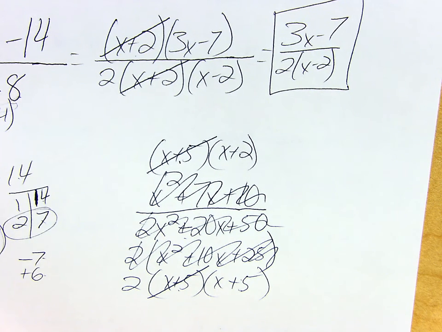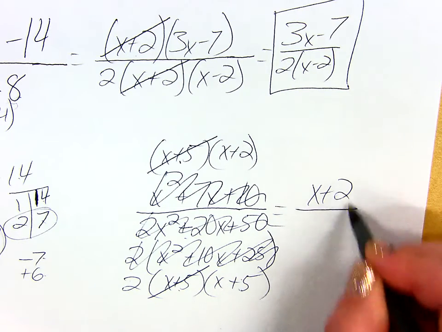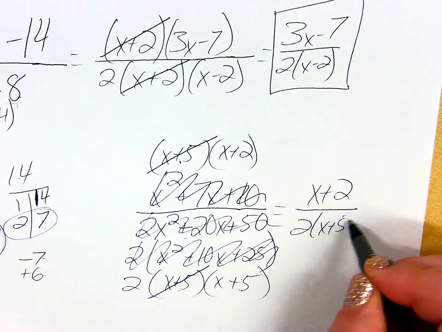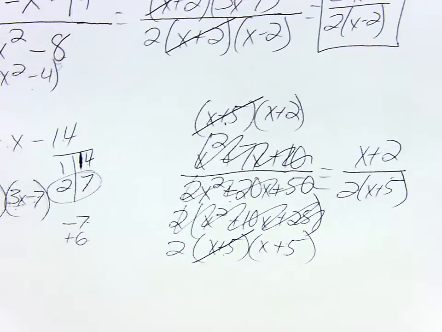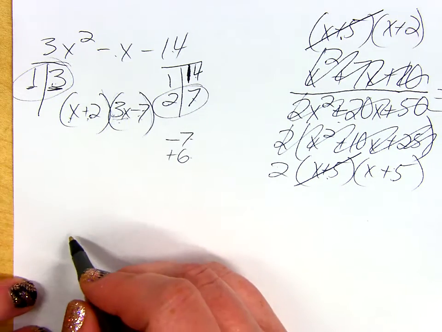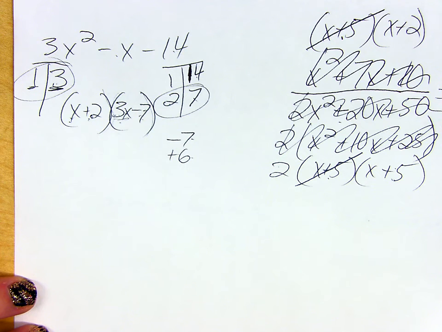I don't think that there's anything else I can do, is there? Because I can't do this 2 with that 2, because that's in a binomial. So I'm done. I've got x plus 2 on top, and then 2 times x plus 5 on the bottom. That's pretty much it. So if you can factor, you're all right with this. There are some exponent things that can get thrown in. So let's just try an exponent problem and see if we remember how to do that stuff.